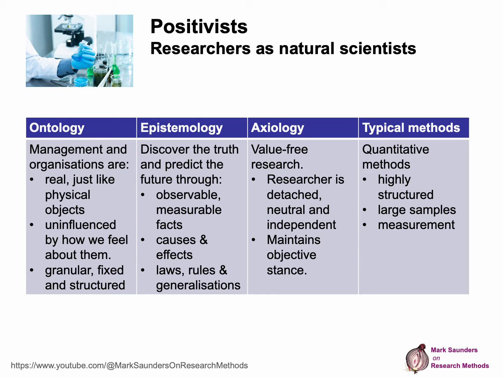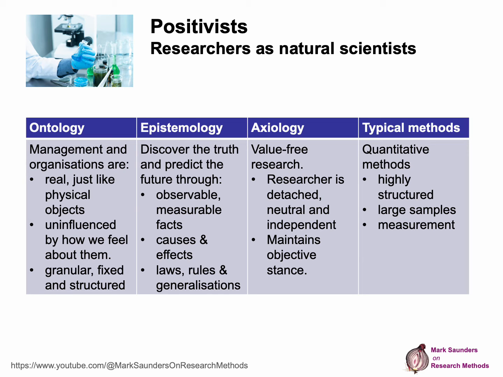That moves us nicely into epistemology, which is the nature of knowledge. And as a positivist, we would be looking to discover the truth and predict the future. And we'd be doing this through collecting data which would be observable, measurable, which suggests quantification, and would concern facts. Within this, we'd be looking for cause and effect, so we could predict, and we'd be predicting by building or creating laws, rules, and then from this to be able to generalise. So we'd look at a sample and say this is what we think is more likely to happen overall.